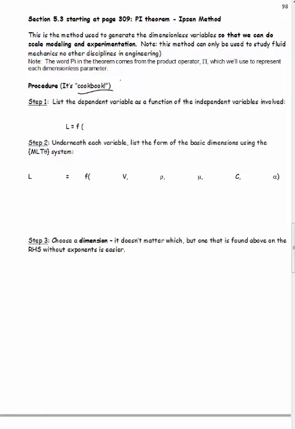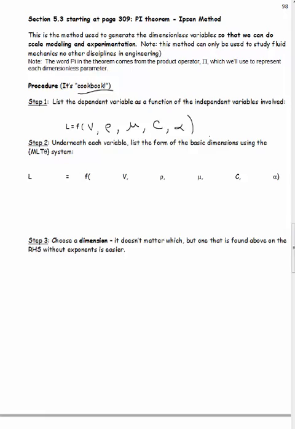First thing you got to do is list the dependent variables as a function of independent variables. So basically what we did before with lift, and that's the example we're going to use, we said that lift is probably a function of velocity, our fluid properties, rho and mu, our chord length, c, and alpha. Okay, so that's it for step one. And in real life, that's kind of a hard part, but in your problems, that'll always be given to you in one way or another.